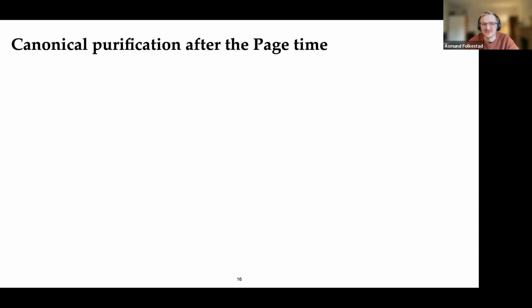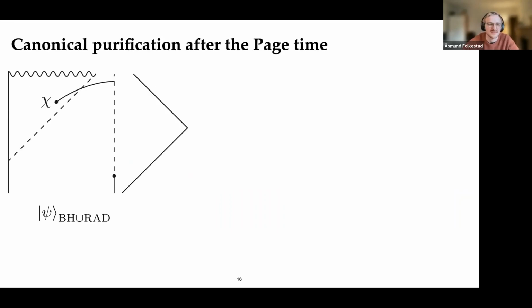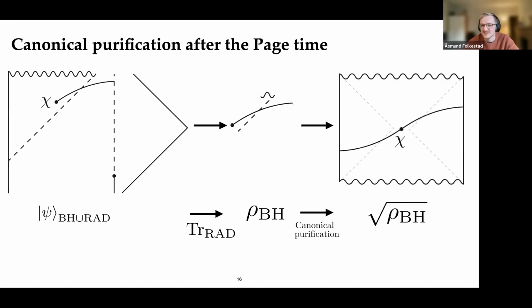Okay, so let's canonically purify now after a Page time. So we start with our state. We trace out the radiation. So rho BH is now just dual to this small portion of spacetime here. We canonically purify, which means gluing this Cauchy slice to a CPT conjugate copy of itself and evolving forward and backwards in time. And we get this Lorentzian wormhole here.